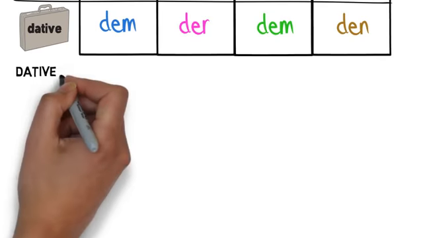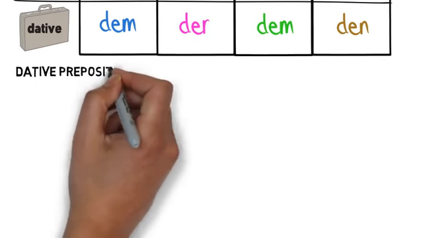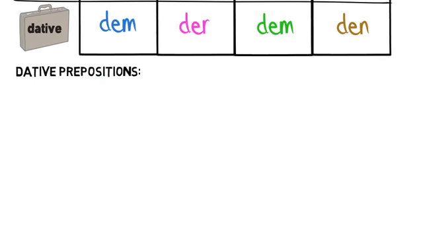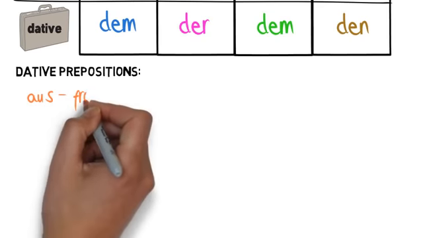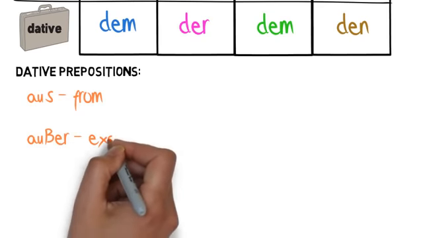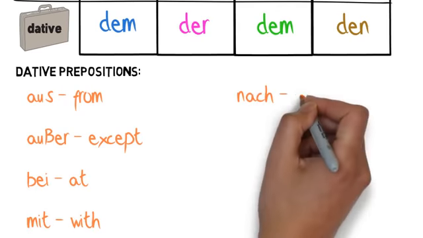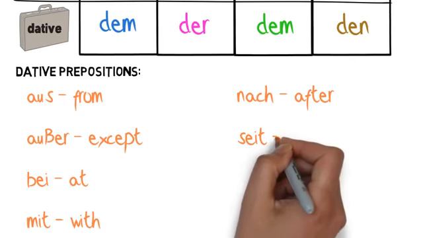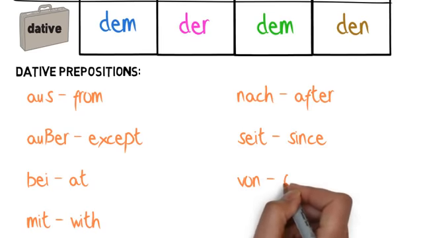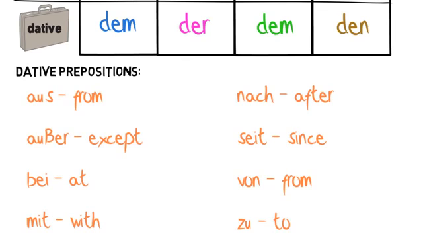There are 8 prepositions that always take the dative case. In other words, nouns used with these prepositions will be in the dative case. These prepositions are aus, außer, bei, mit, nach, seit, von, and zu.